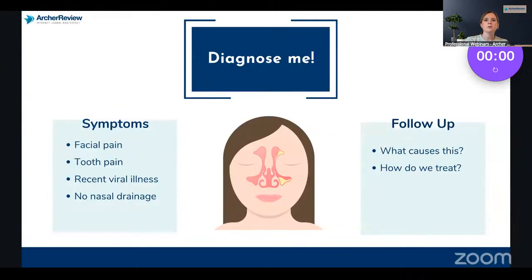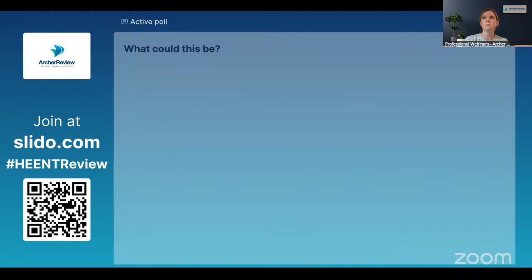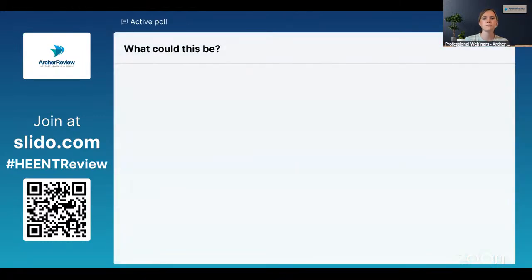All right, so our next question, this is another super common one in primary care. Very important to know what's going on. So this patient comes in with symptoms of facial pain. Sometimes they might get referred tooth pain. They've had recent viral symptoms like nasal congestion, a sore throat. They originally had drainage, but now they don't have any drainage anymore. What could this be? What are your thoughts?